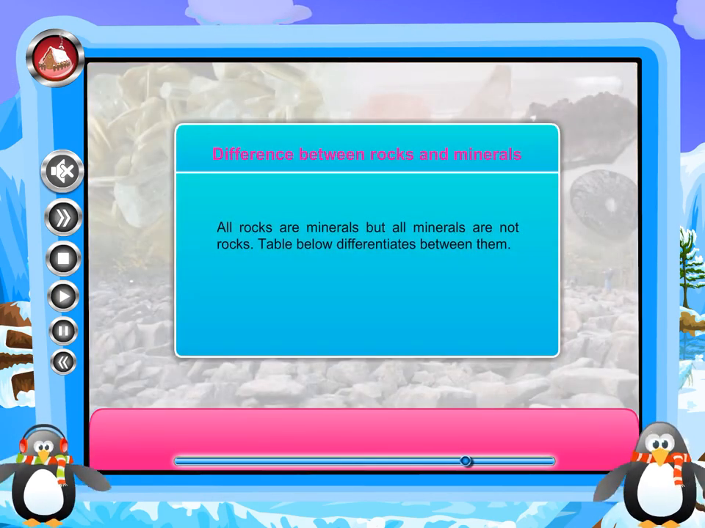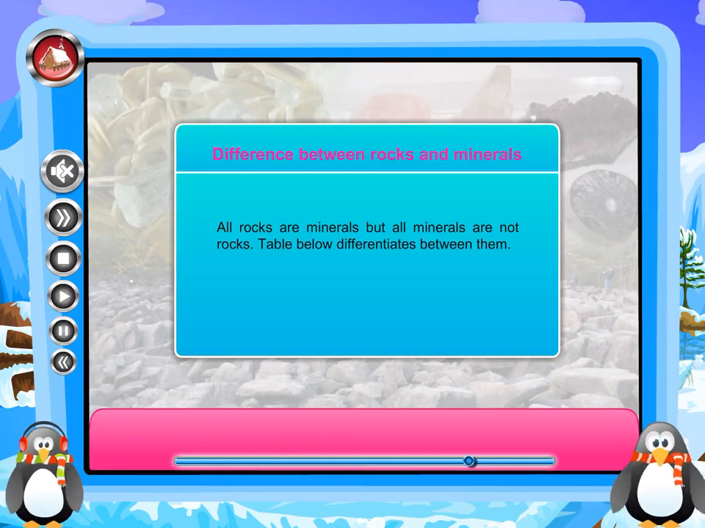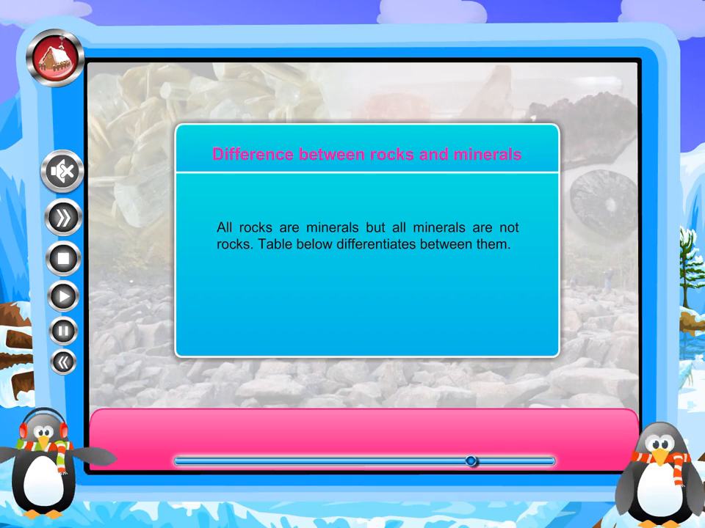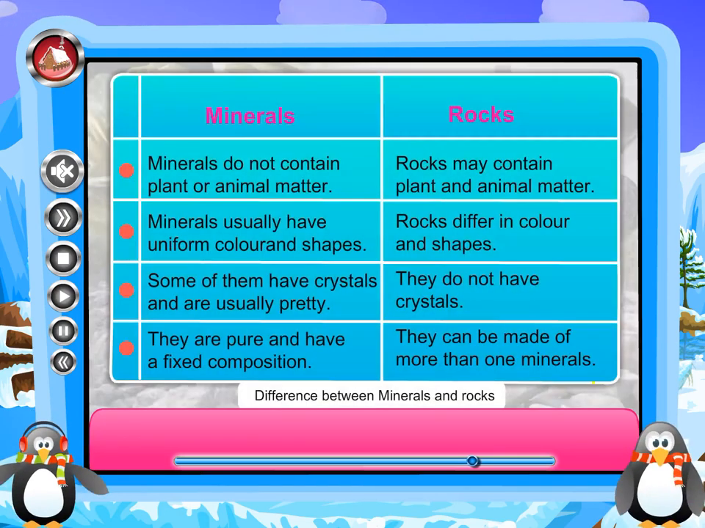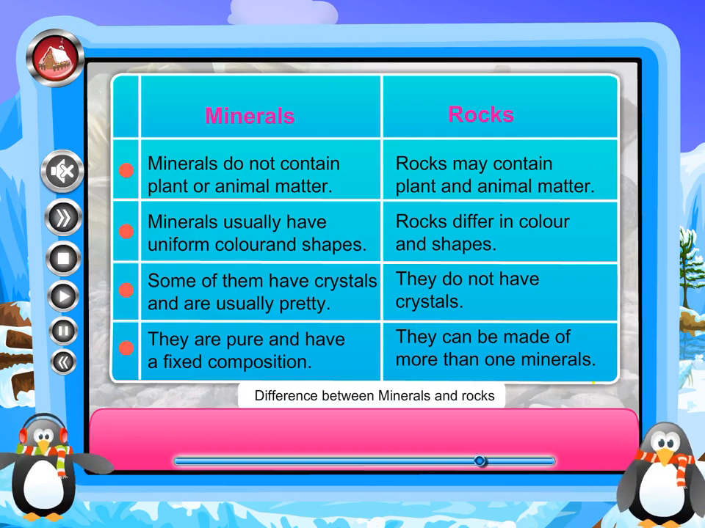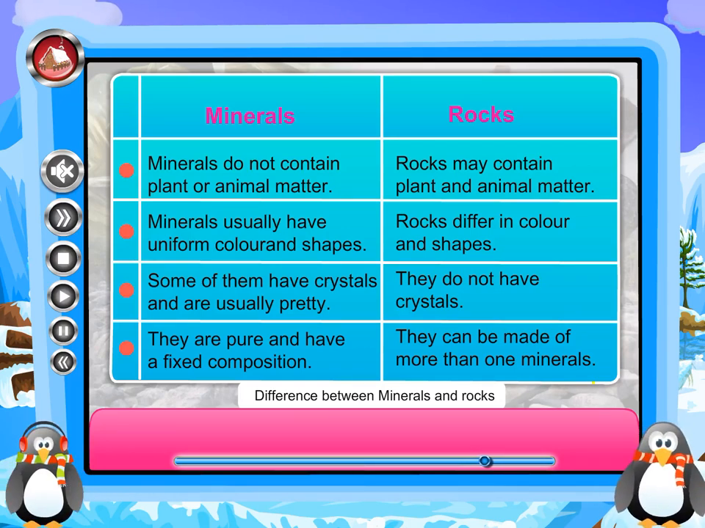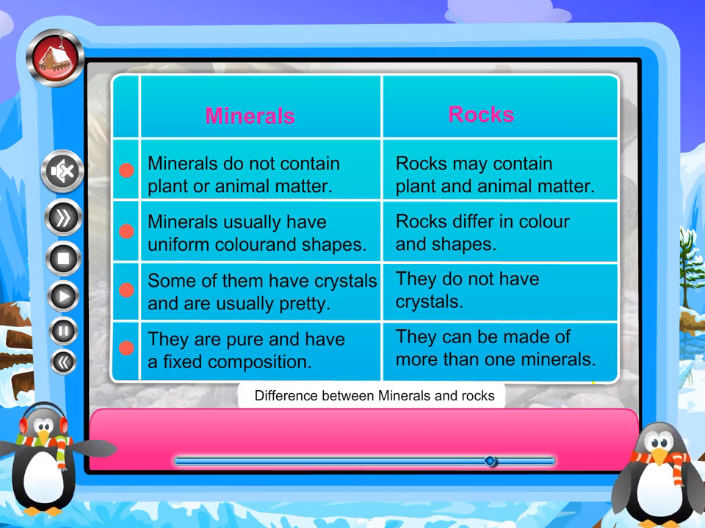Difference between rocks and minerals. All rocks are made of minerals, but all minerals are not rocks. The table below differentiates between them. Minerals do not contain plant or animal matter. Rocks may contain plant and animal matter. Minerals usually have uniform color and shapes. Rocks differ in color and shapes.